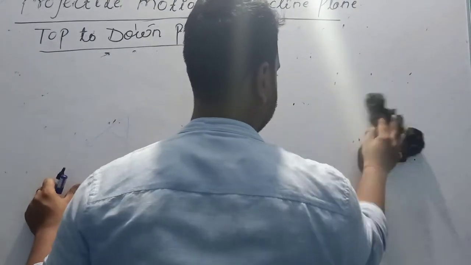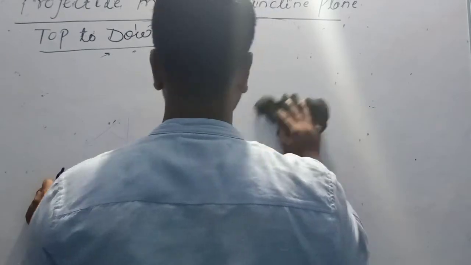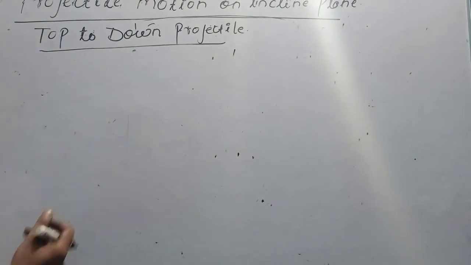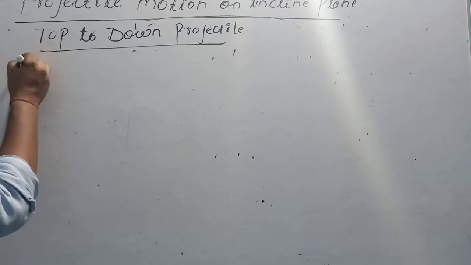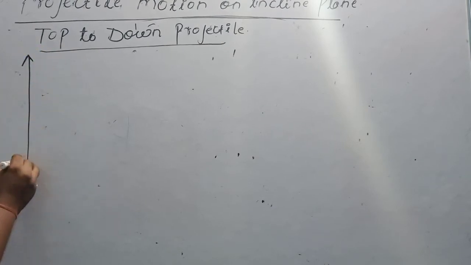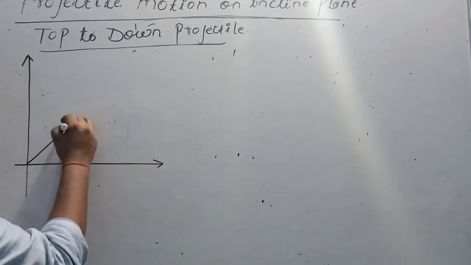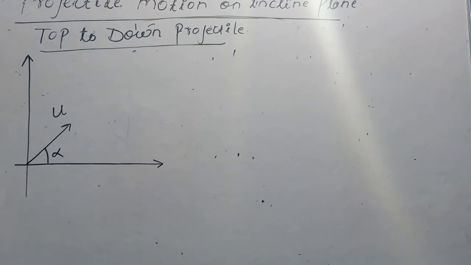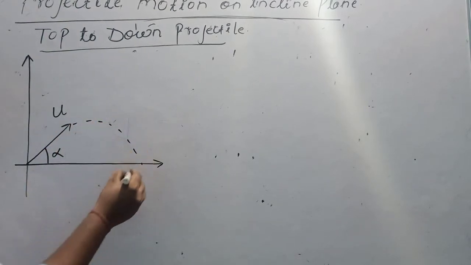Now I am going to calculate range. What is range? Range is not maximum height. It is the horizontal distance from where the projectile is projected and again where it reaches the ground. I am simply making this diagram. Any projectile is projected by angle theta and making angle alpha with the plane of the incline. It will fall like this.